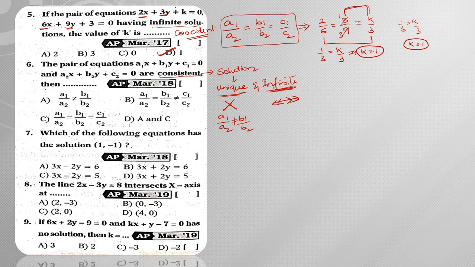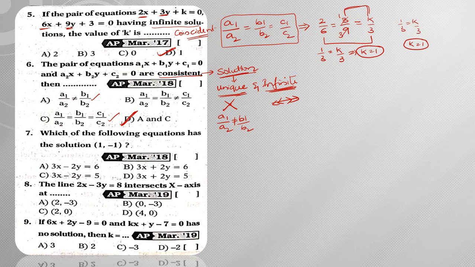So based on this, what is the answer then? a1 by a2 is not equal to b1 by b2. So this will satisfy, and a1 by a2 is equal to b1 by b2 is equal to c1 by c2. So option C also will satisfy. So based on this, we can say option A and C. Right? So consistent means it has a solution. So solution means you can have two possibilities. Either it can be a unique solution or it has infinite solutions.